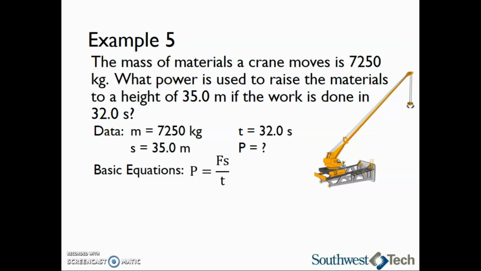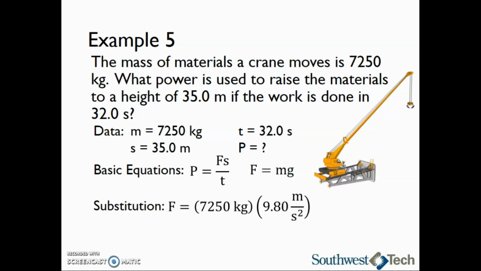However, in this problem, we aren't given the force. Instead, we are told what the mass is. Since the materials are being lifted vertically, the force we need is actually the weight force of the materials. To find the weight force, we can take the mass of materials and multiply that with the acceleration due to gravity, so F equals m times g will be our second basic equation that we need. We will substitute in for force first and then substitute the value for force into the first equation for power.